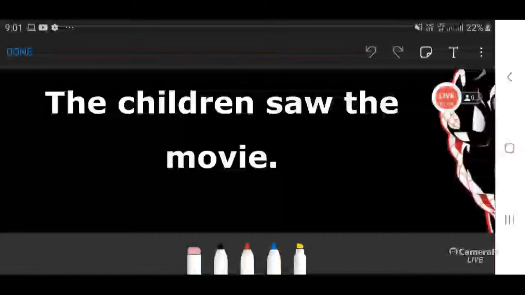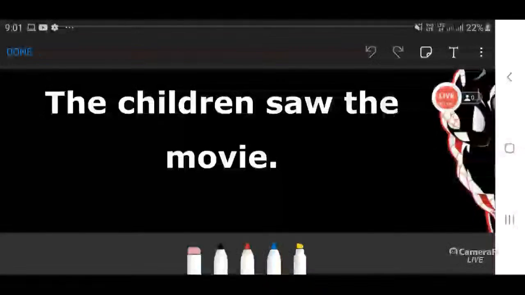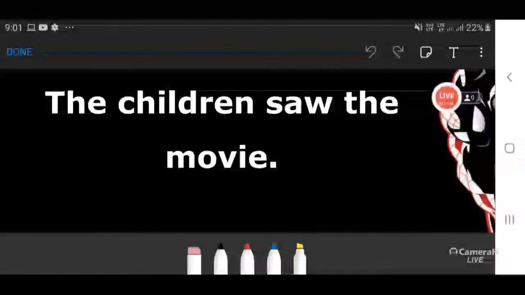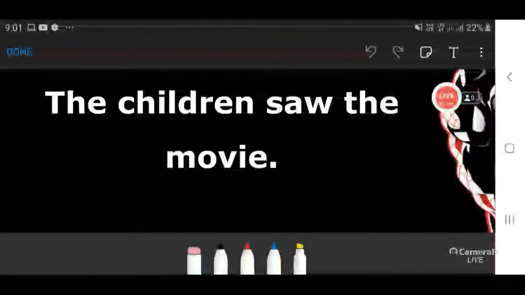This is the question now, Gitanjali. Naman, in this sentence, is the verb in active form or passive form? Passive form.